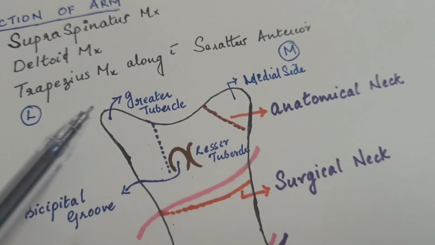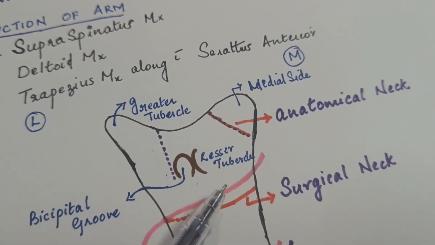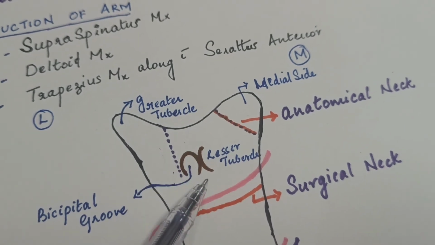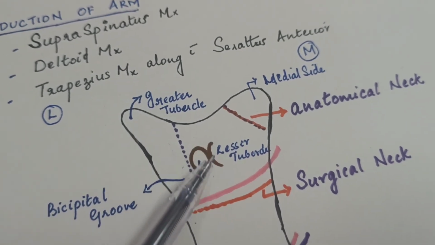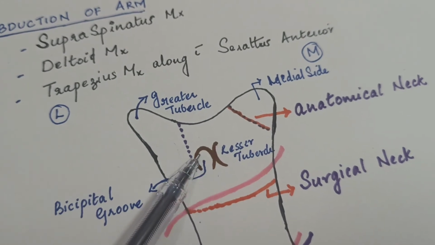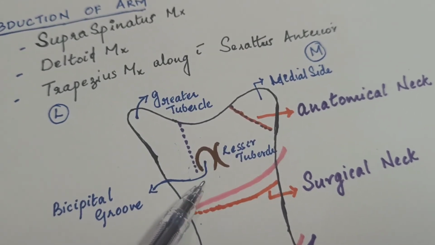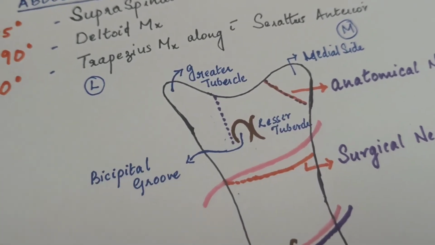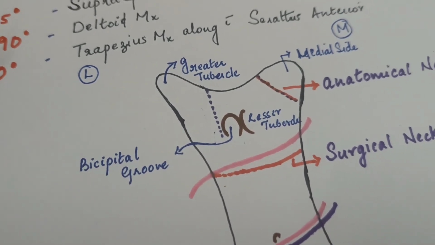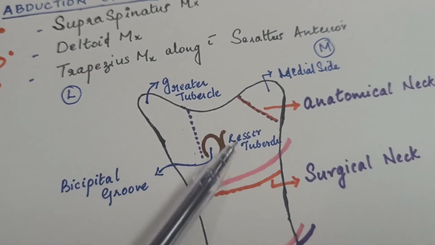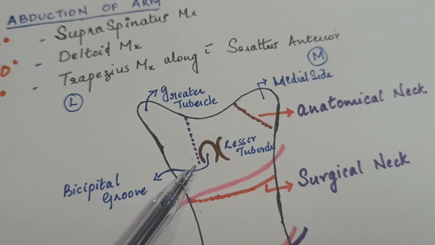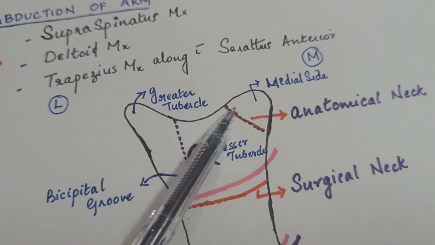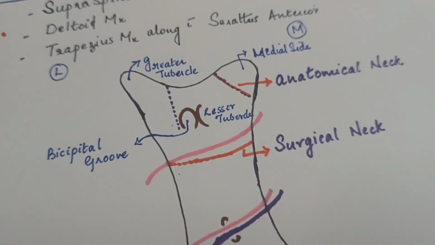As you know, this is a greater tubercle, and this small area is a lesser tubercle, and this groove, this is a deep point. So this area is the bicipital groove. So we discussed greater tubercle, lesser tubercle, the bicipital groove, and the anatomical neck and the surgical neck.